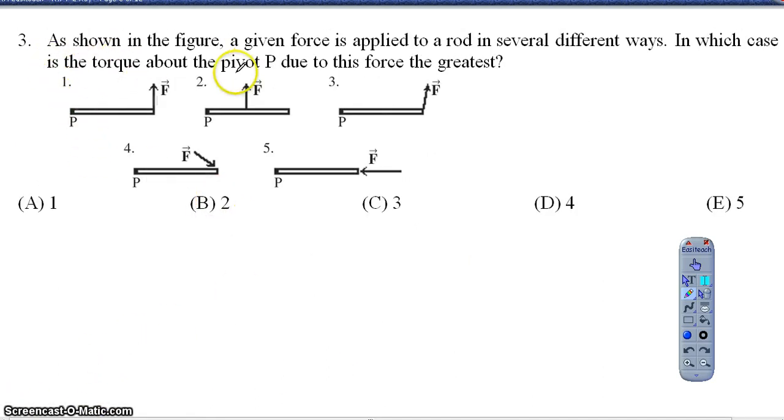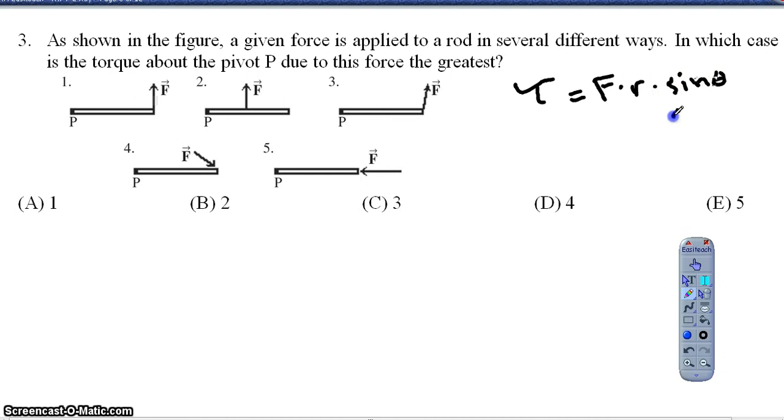Question 3 says, as shown in the figure, a given force is applied to the rod in several different ways, so it is the same force in each of those diagrams. In which case is the torque about the pivot point P due to the force the greatest? So we're asking again, in which situation is the torque going to be the greatest? So again, things we have to keep in mind are torque equals force times the distance, and it is important that we think about the fact that there's possibly an angle involved for some of these forces. So we get the maximum torque when the force is applied at a 90-degree angle, when it's applied perpendicular.